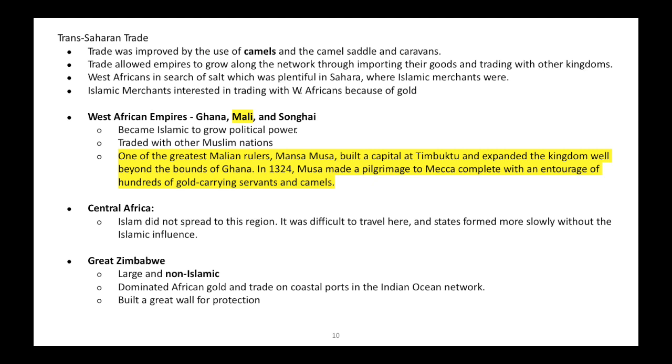bounds of Ghana. In 1324, Musa made a pilgrimage to Mecca, complete with an entourage of hundreds of gold-carrying servants and camels. So the leaders of the Ghana, Mali, and Songhai empires converted to Islam to gain political influence. Islam was great because it was a means of organizing the people. Where Islam did not penetrate in Central Africa, states formed later on.